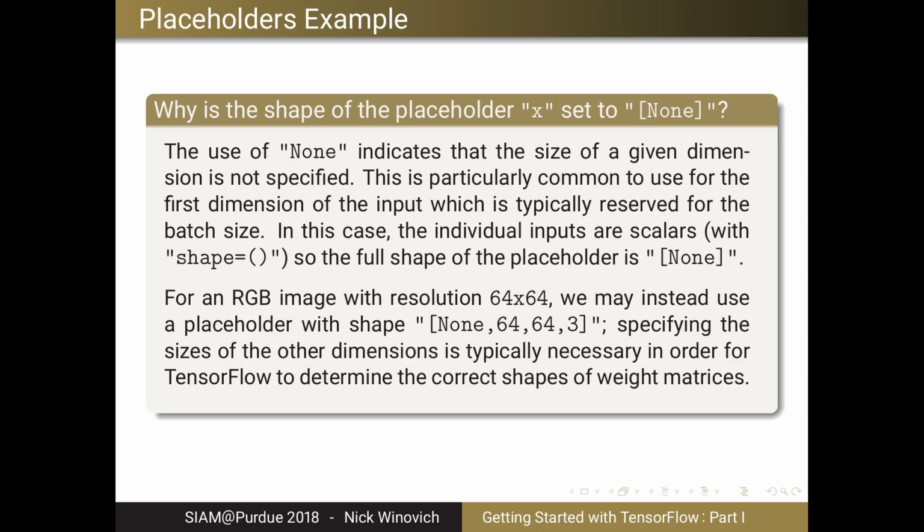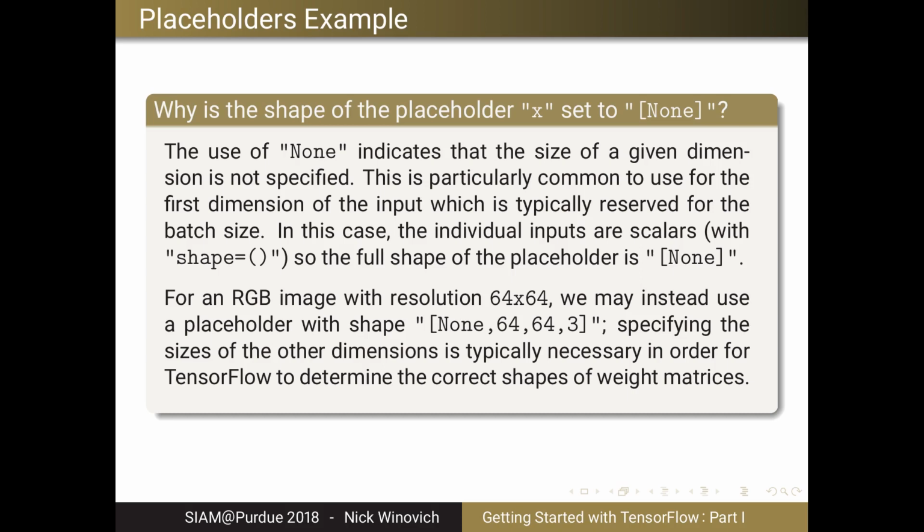So I glossed over something in the previous slide, which is why the shape of that placeholder is set to None. And this is very, very common. You'll see it quite a bit due to the prevalence of mini-batches, or evaluating on multiple inputs at once. It's much more computationally efficient, and there are some stability benefits for doing this in terms of learning. In particular, the first entry in the shape is typically reserved for the batch size. So it's how many entries we're going to evaluate at the same time.